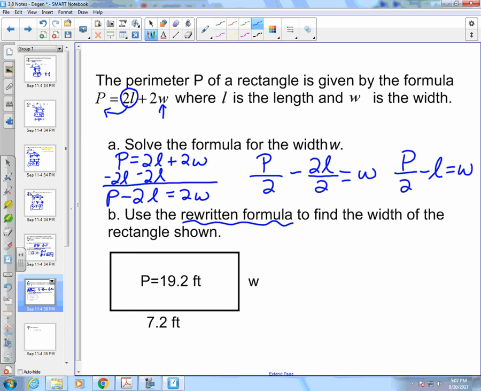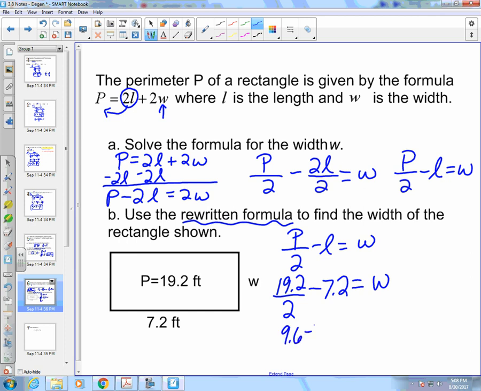Then use that rewritten formula again. So I've got P over 2 minus L equals W. Well, P is 19.2 divided by 2 minus 7.2 equals W. Well, 19.2 divided by 2 gives me 9.6. 9.6 minus 7.2 is equal to 2.4 feet for W. So we can find what W is equal to.